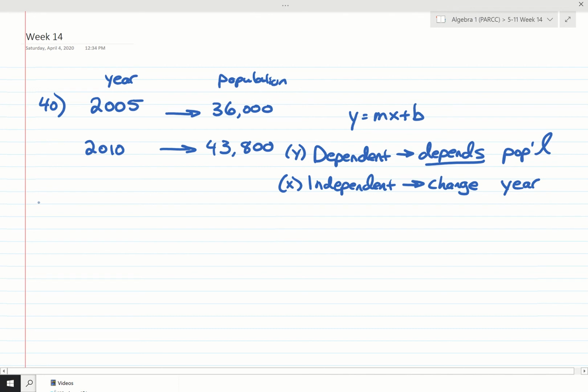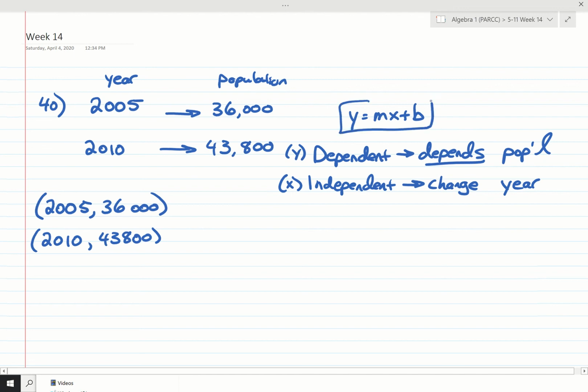So what we could do is we can make points. We could let x be the year. So in 2005, the population was 36,000. And in 2010, the population was 43,800. Might be better if we don't include that comma. So it's asking us if it grows linearly. We're going to come up with an equation in slope-intercept form, and then we want to plug in 2015 and see what the population is.